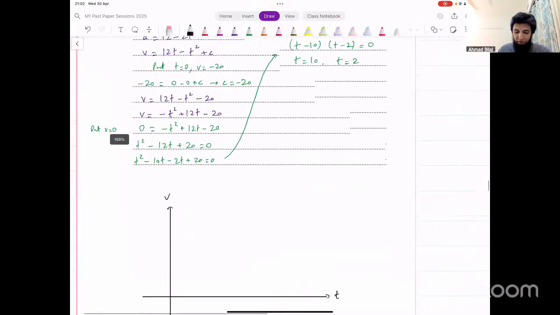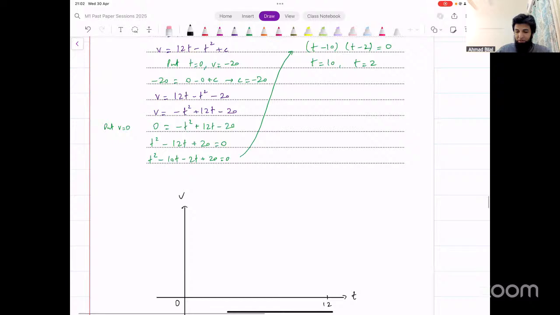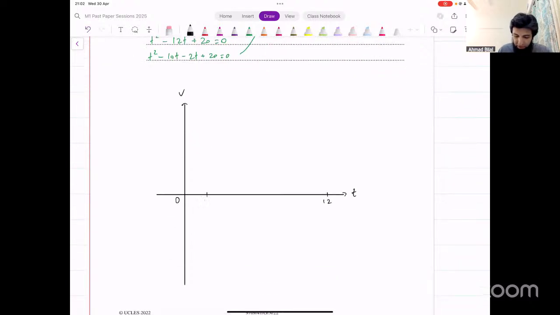Time is going from 0 to 12. So let's mark 0 here, let's mark 12 here. What are those important points at which the velocity is becoming 0? Time equals 2 and time equals 10. Let's mark those points as well. We can say this is 2 here, and then this is 10 here. The graph has to pass through the x-axis, the horizontal axis, at these points.